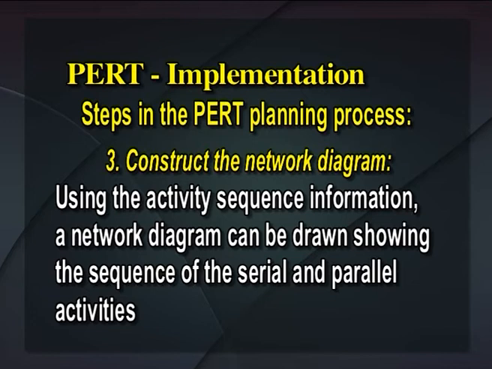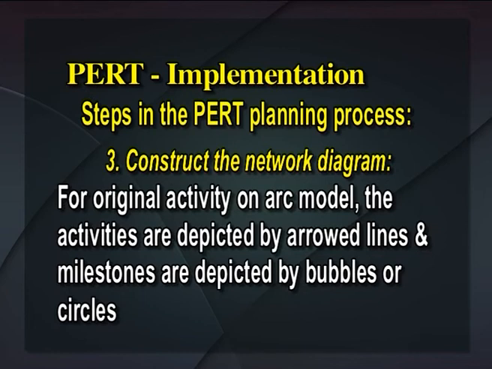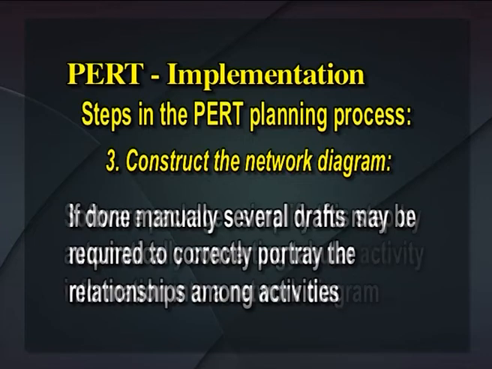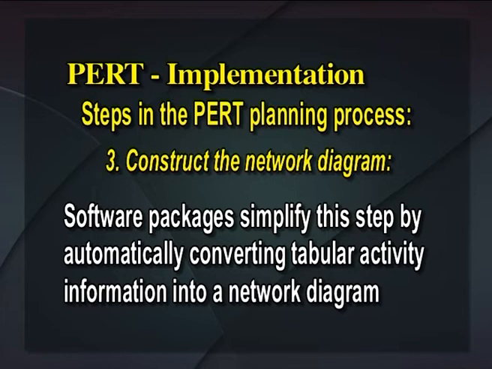Using the activity sequence information, a network diagram can be drawn showing the sequence of the serial and parallel activities. For the original activity-on-arc model, the activities are depicted by arrowed lines and milestones are depicted by bubbles or circles. If done manually, several drafts may be required to correctly portray the relationships among activities. Software packages simplify this step by automatically converting tabular activity information into a network diagram.